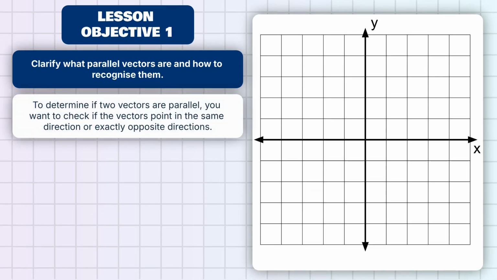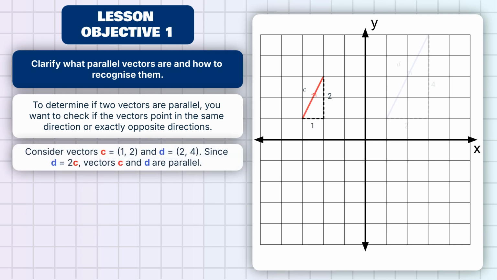So, to determine if two vectors are parallel, you want to check if the vectors point in the same direction or exactly opposite directions. See if you can write one vector as a scalar multiple of the other. Let's go through some examples to clarify this further.